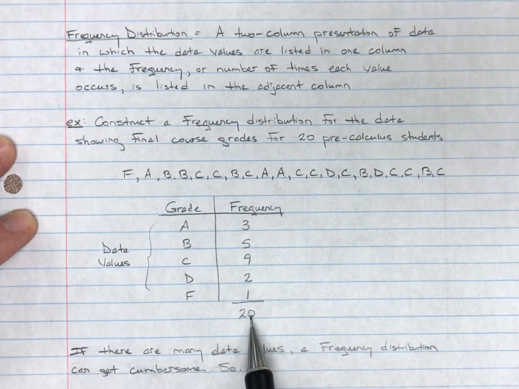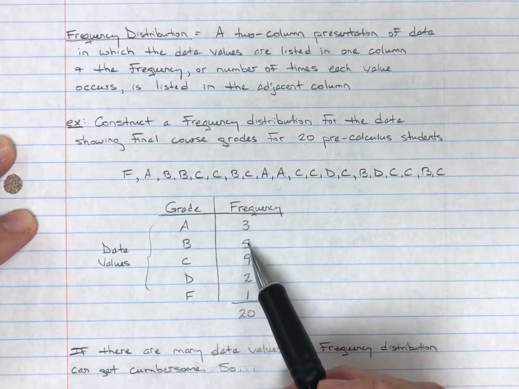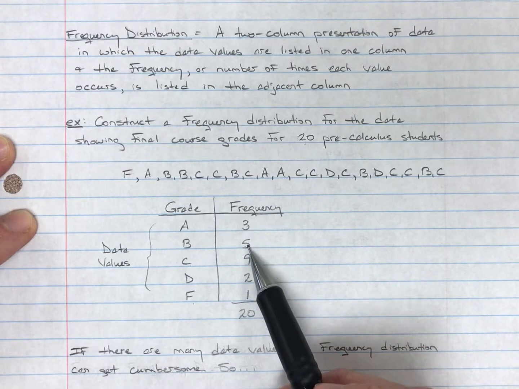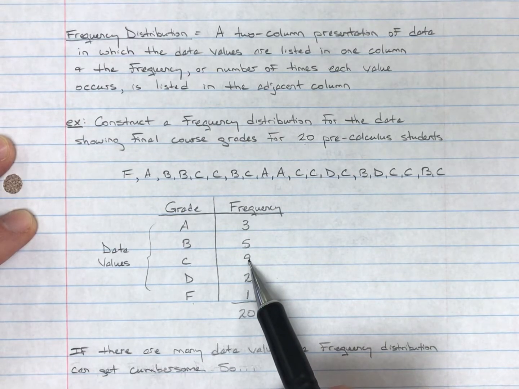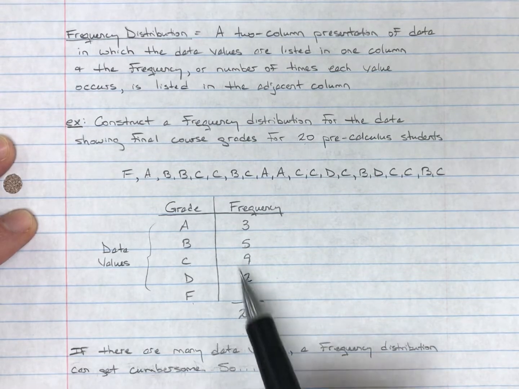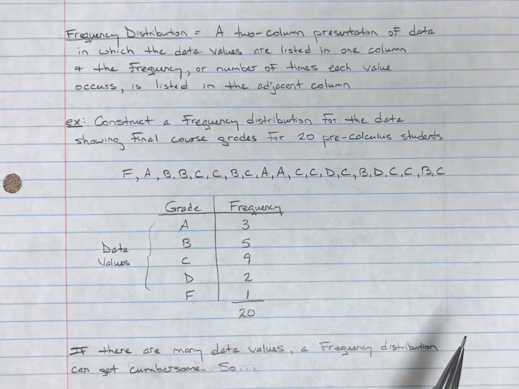And it's important to note that we have 20 here, and that when I add up the frequencies, I want to check this. 3 plus 5 is 8, 8 plus 9 is 17, plus 2 is 19, plus 1 is 20. The sum should be 20 to make sure that I've included all of the data values.